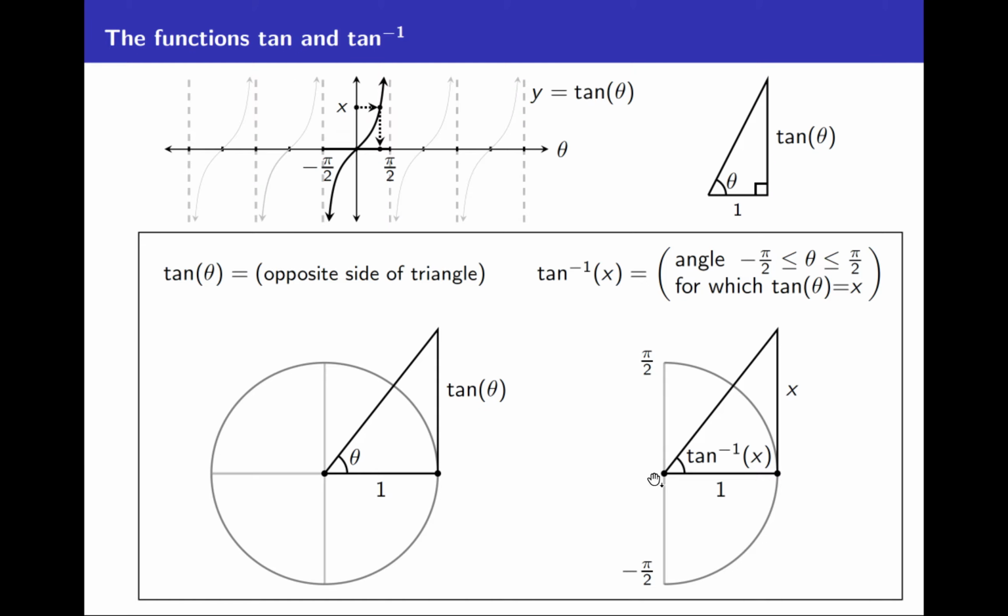So here is our triangle. The opposite side is x, which previously was the output here. And tangent inverse of x is the angle between negative pi over 2 and pi over 2 for which tangent of theta equals x. Well, this theta right here, tangent of that would be this opposite side x. So this angle is tangent inverse of x.